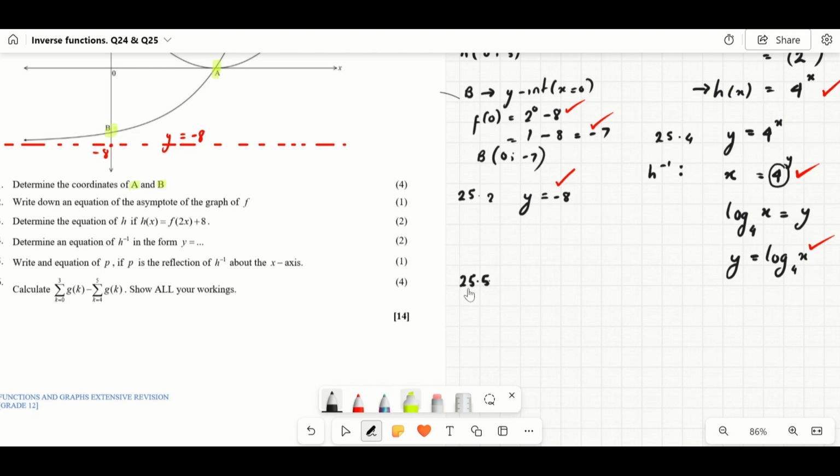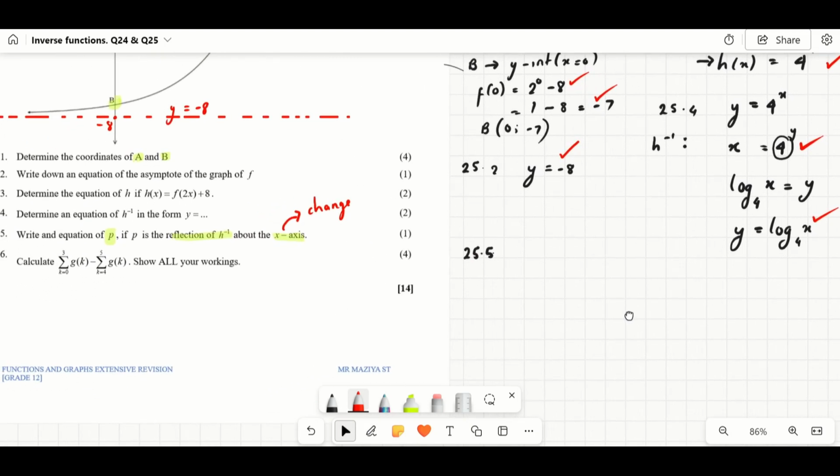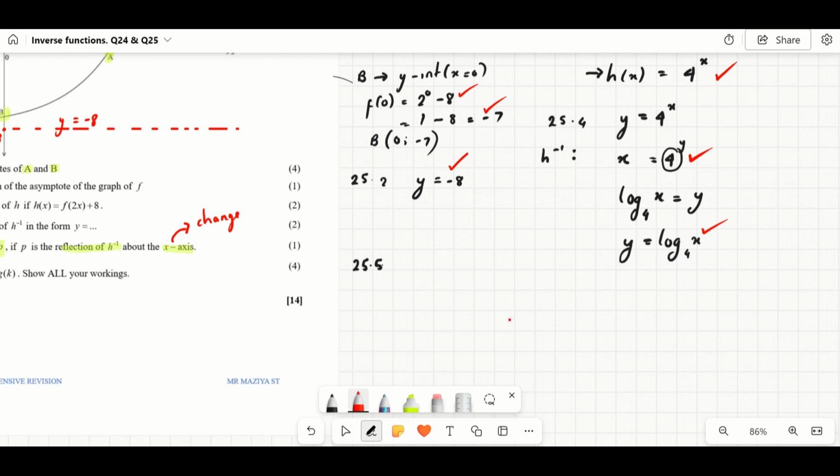25.5. Let's go. Write an equation for p, if p is the reflection of h inverse about the x-axis. You see that these reflections are repeating themselves. So if you are reflecting on the x-axis, what do you change? You change y. Just change the sign that you see there. So let's first write h inverse. So h inverse has got the following function. y is equal to log base 4 of x. This is what this h inverse is.